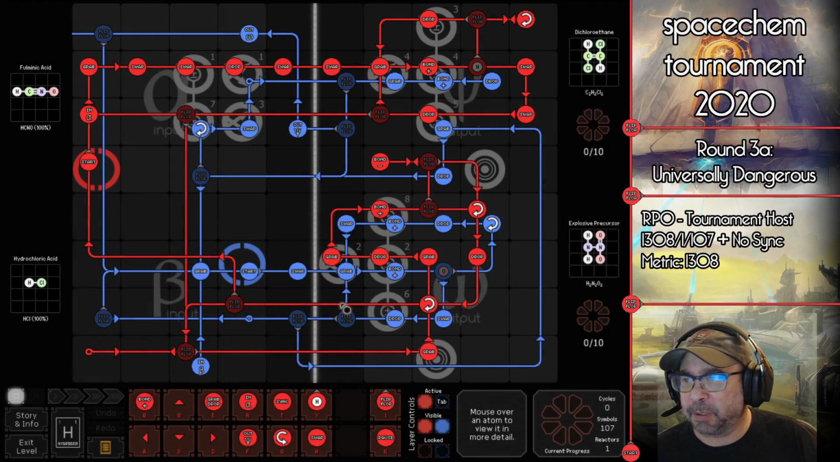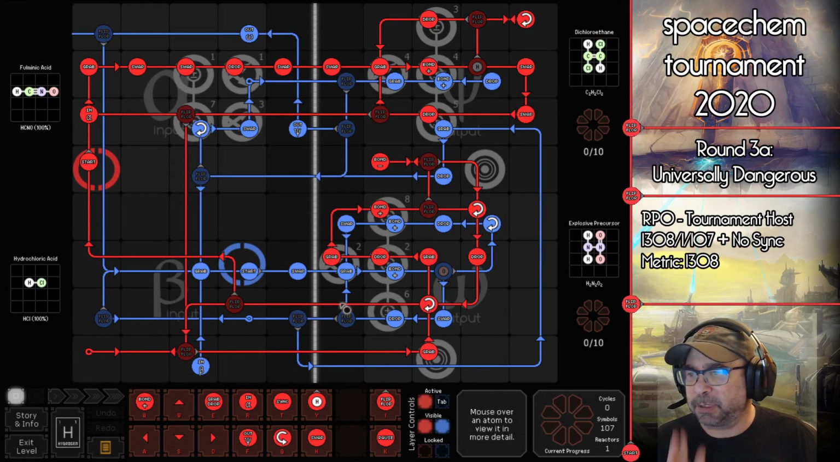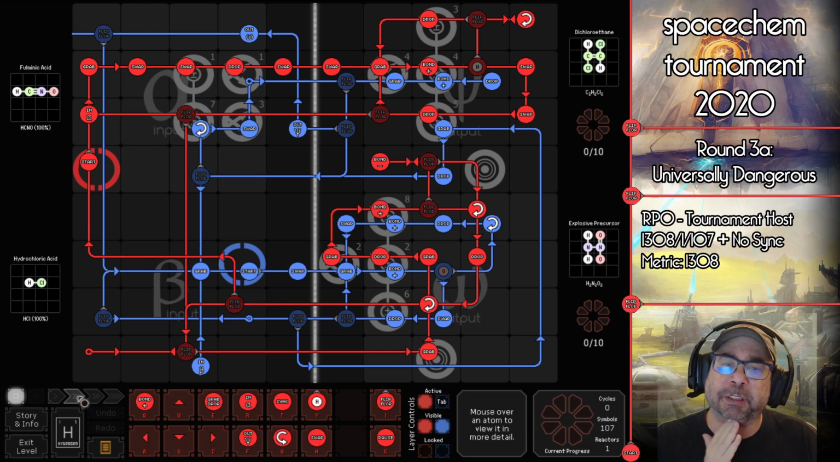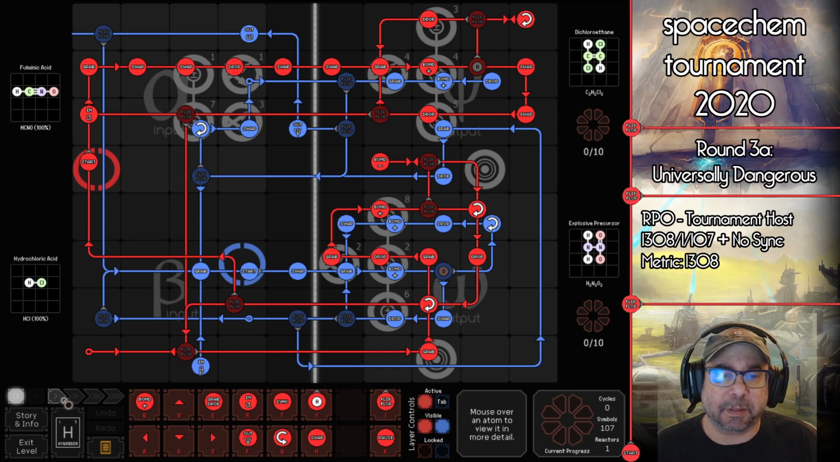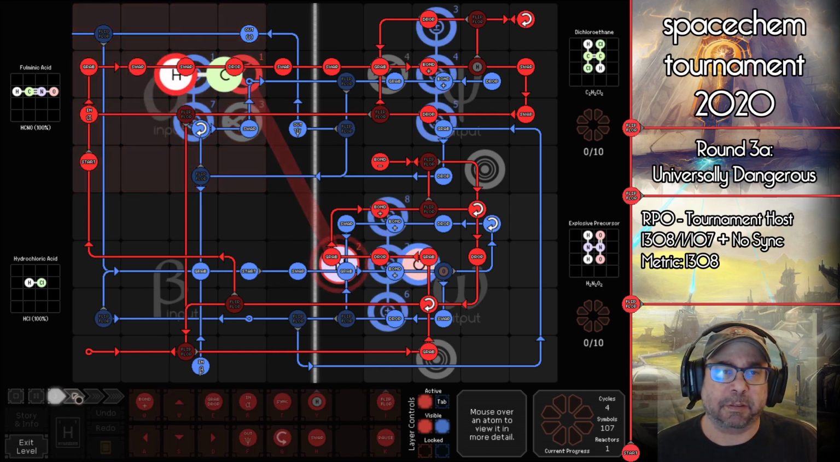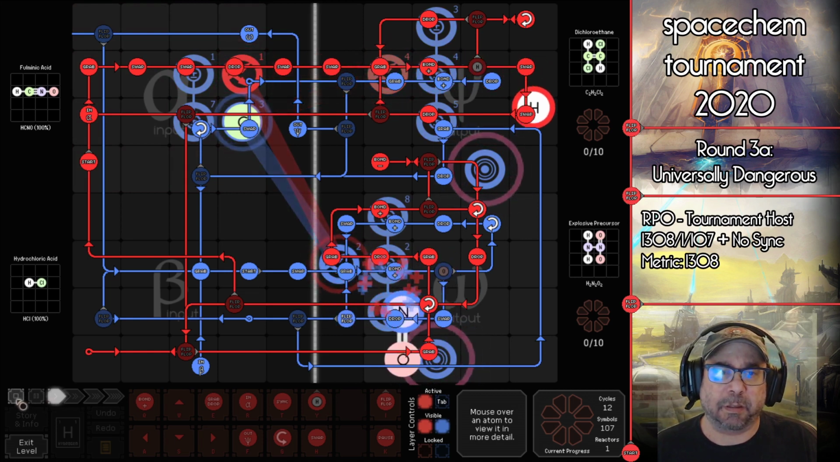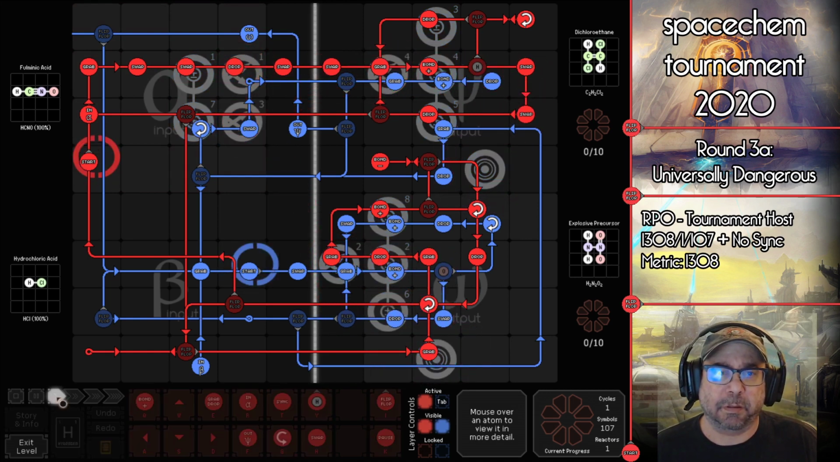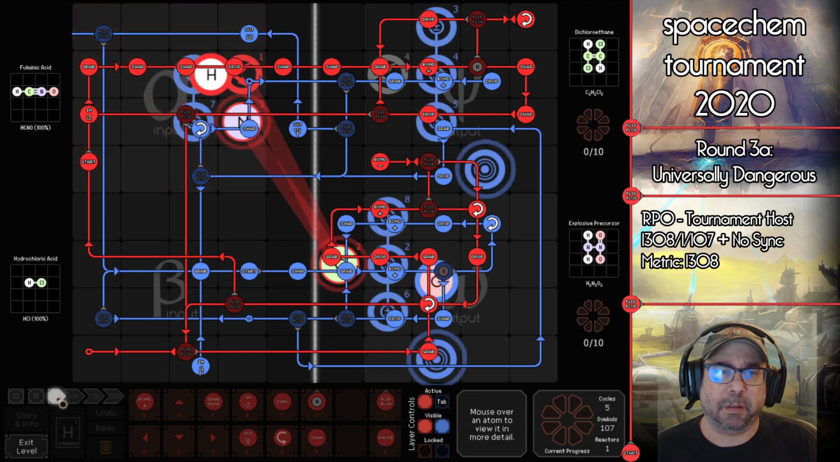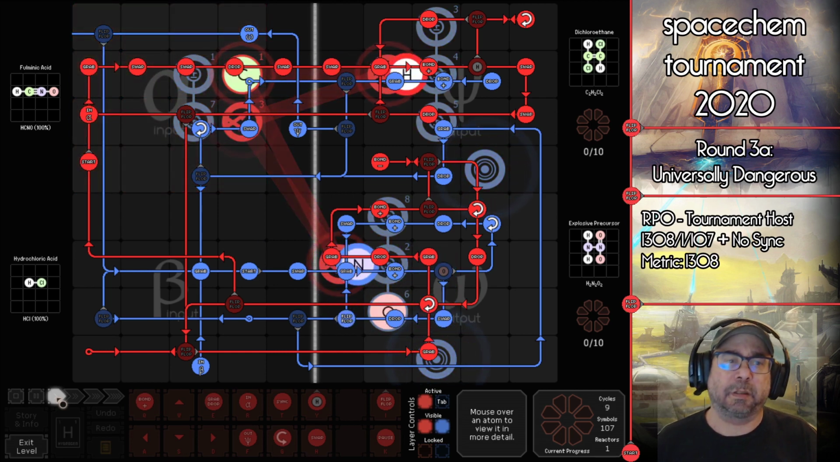RP0 has 1308 cycles. Let's go take a look at it first. Does he have a double input? Yeah, it looks like he's doing the double alpha input that a lot of people did, I assume. I don't know, maybe not. What are those bonders for? I think that might be for the beta. Oh, okay. I don't know.